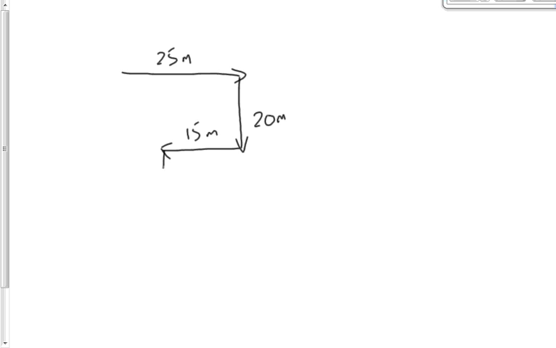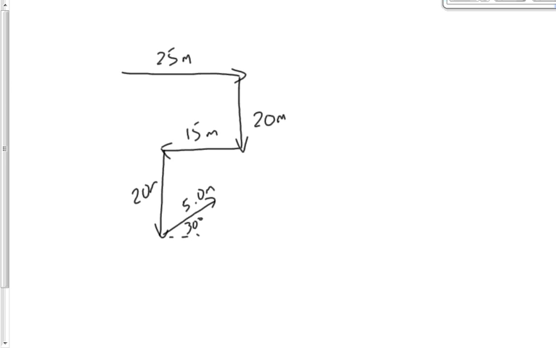Let's try adding these vectors together now. 25 meters, 20 meters, 15 meters, 20 meters, and 5 meters at an angle of 30 degrees. The first thing we do when we see this, say to ourselves five words: I don't like funny angles. So we get rid of it.